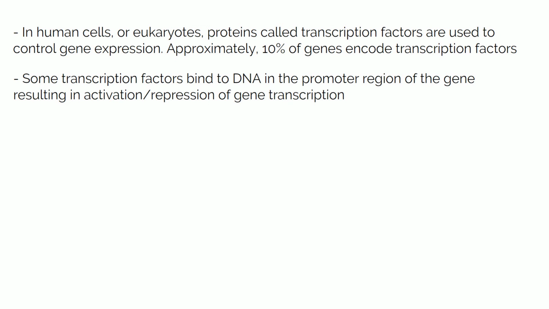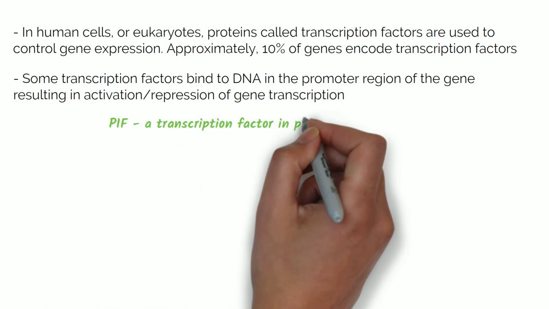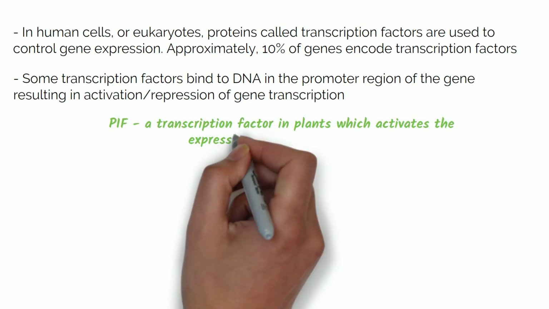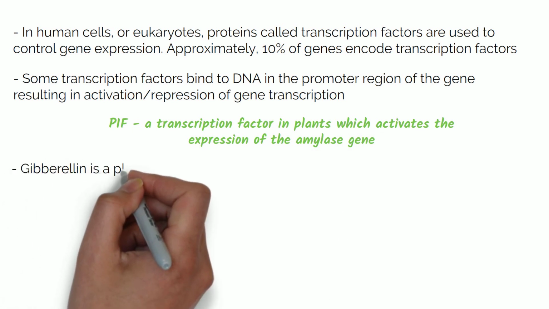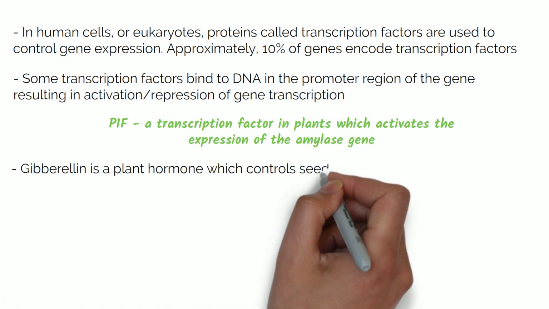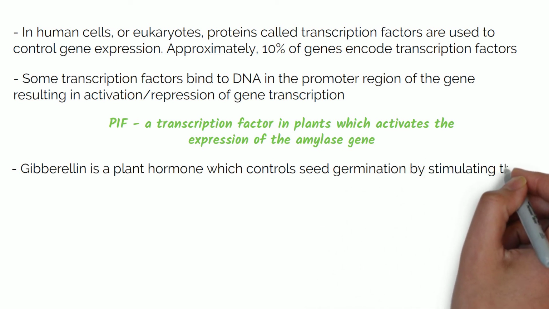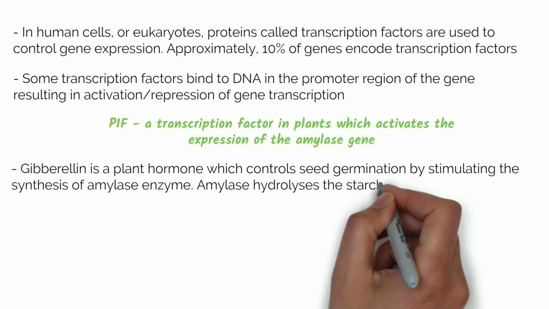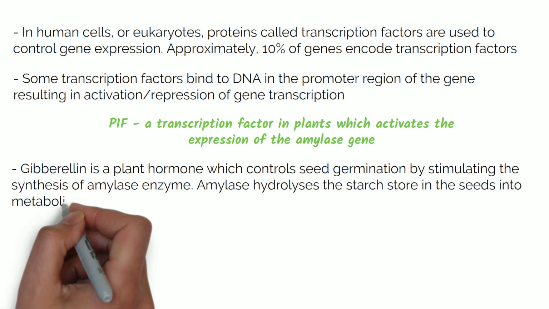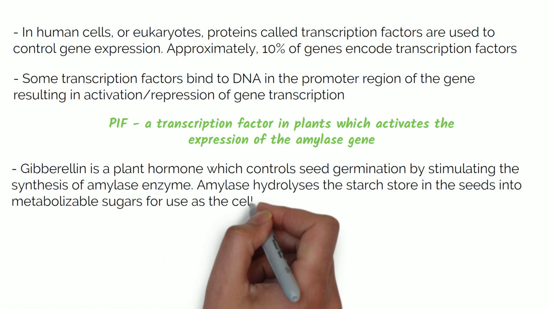An example is a PIF transcription factor in plants, which activates the expression of the amylase gene. Gibberellin is a plant hormone which controls seed germination by stimulating the synthesis of amylase enzyme. Amylase hydrolyzes the starch store in the seeds into metabolizable sugars for use as the cells grow and the seed germinates.